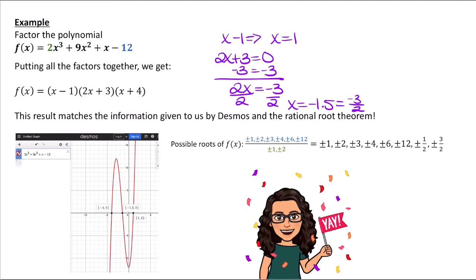X plus 4 tells us that we have a root at x equals -4. And notice that these are the three values that Desmos told us. Also notice that these values are included in our list, right? We have +1, -3 halves, and -4. So, it's just that we use Desmos to help us out a little bit so we didn't have to do synthetic substitution so many times.